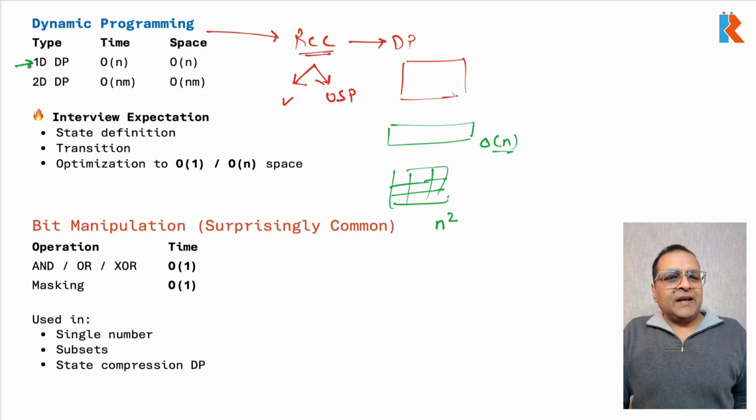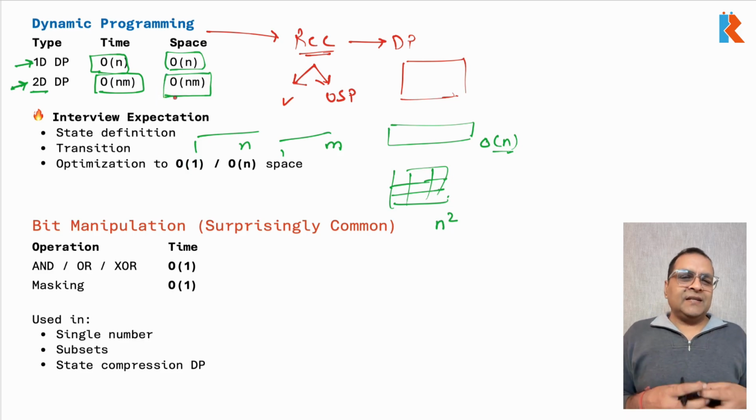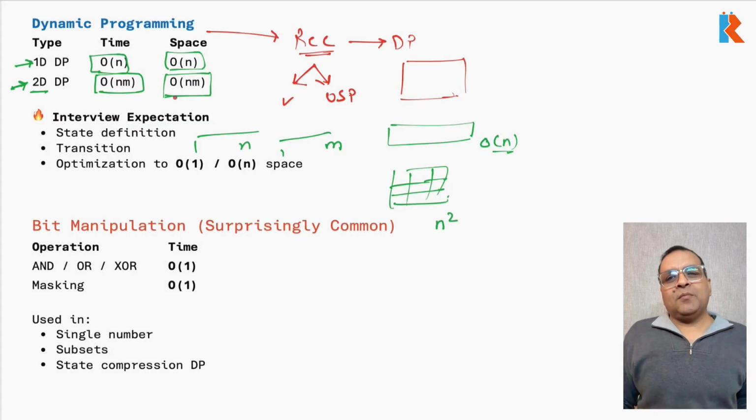If it is a one-dimensional array, typically the time complexity is order of n and the extra space is also order of n. But if we are dealing with two variables in the solution, then we typically use a two-dimensional array. And if the range of the first variable is 1 to n and the range of the second variable is from 1 to m, then the time taken will be order of n into m. And we use a two-dimensional array of order n cross m. Therefore, the extra space will also be order of n into m. Obviously, what I am saying here is a general guideline and it may not represent the time and space complexity of all the dynamic programming problems.